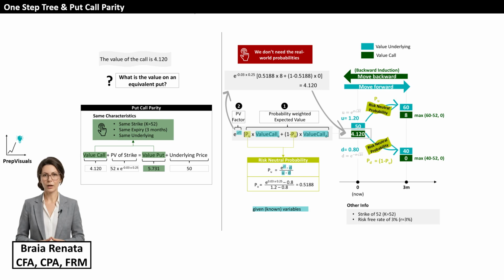So in this video, I will walk you through how to value a call option using a one-step binomial tree. And I will also touch upon the put-call parity and highlight the aspects that I believe to be testable. So let's get started.